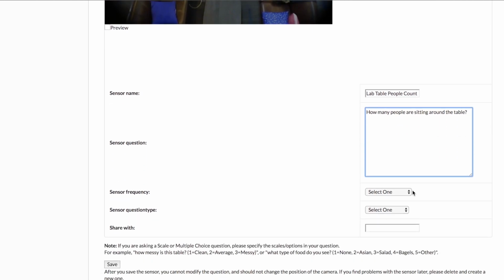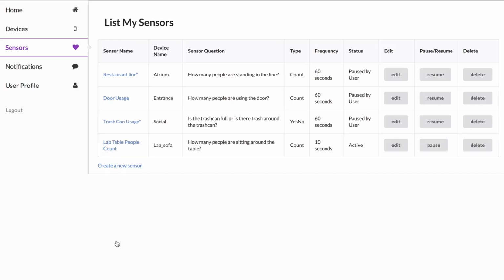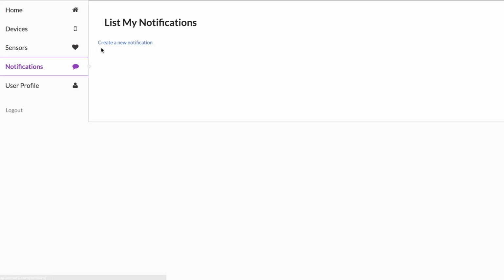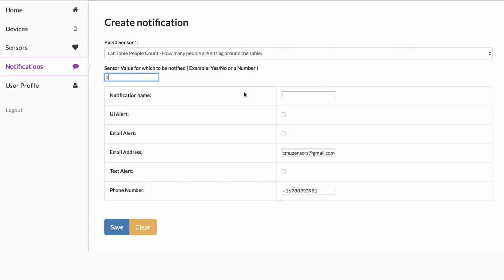There are additional options for setting how frequently the sensor runs and the question type. Then the sensor is live. The user can also set up email and text notifications for key events.